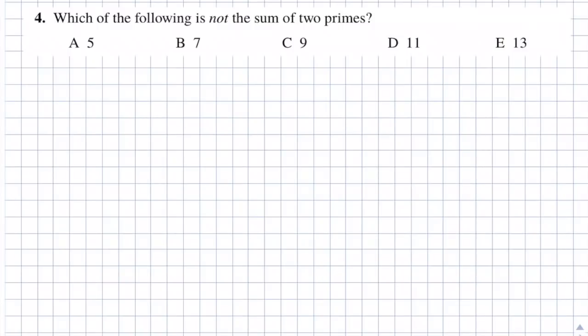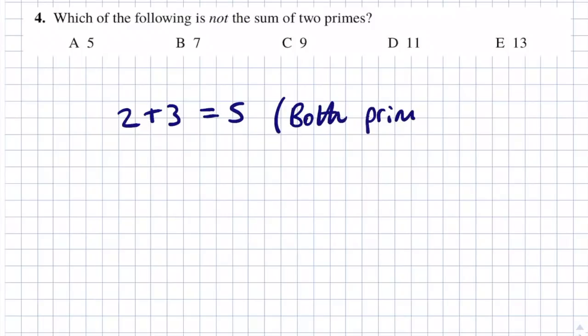Question 4. Which of the following is not the sum of 2 primes? We got answers as A is 5, B is 7, C is 9, D is 11, and E is 13. So, if we look at the first answer, A is 5, well, we know only 2 prime numbers that are smaller than 5 are 2 and 3. And if we add 2 and 3, we get 5. So what that means is that it can't be A because they're both prime.